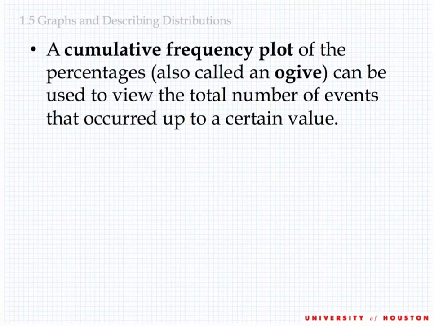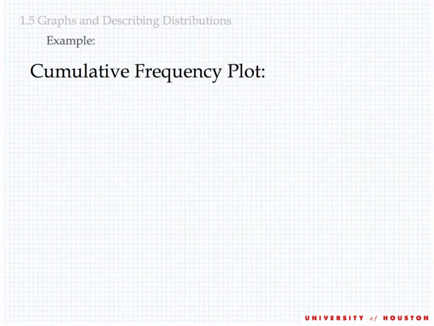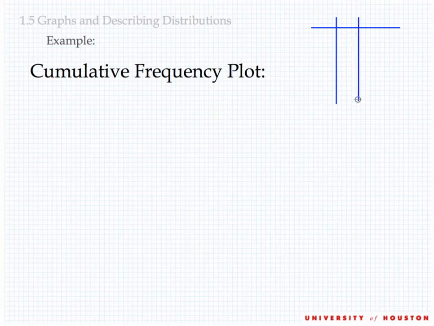A cumulative frequency plot of our percentages, also called an ogive, can be used to view the total number of events that occurred up to a certain value. Let's create the cumulative frequency plot for our data. Now with a cumulative frequency plot, we need to organize our data and figure out the frequency of our values. So I'm going to make a chart over here for our values, their frequencies, and the cumulative frequency for each.